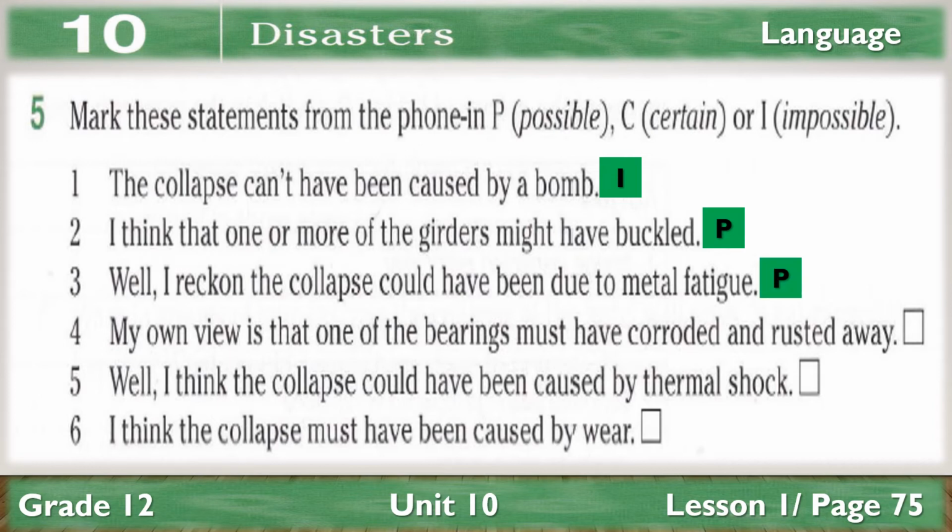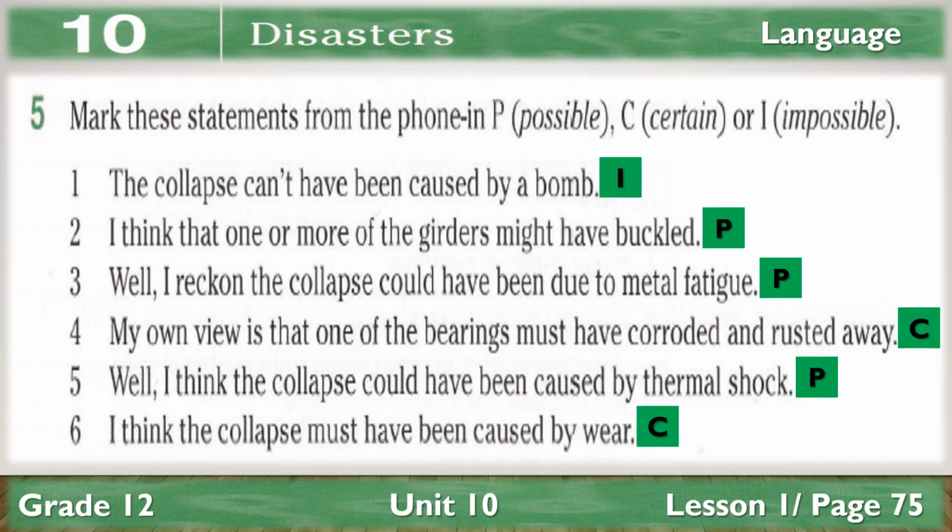Number 4, my own view is that one of the bearings must have corroded and rusted away. Must have corroded means he is certain. Number 5, well, I think the collapse could have been caused by thermal shock. Could have been here, if you are not sure, or it's possible. The last one, I think the collapse must have been caused by, where must means you are certain.